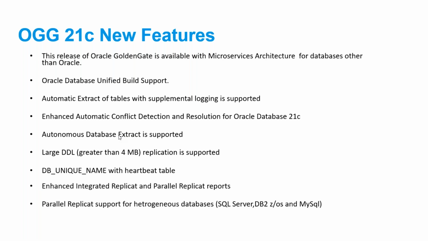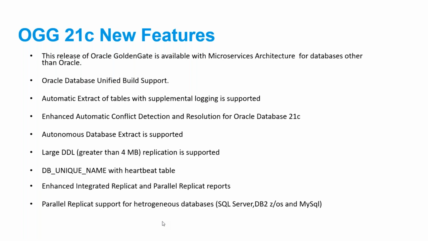Then large DDL replication is supported. Now until 19c, large DDL replication which is greater than 4 MB wasn't supported, but now it is supported. Now DB unique name with heartbeat table is also now there. Then enhanced integrated replicate and parallel replicate report. So there has been enhancement in the report. In dirrpt you get the report file. So you have an enhanced feature in integrated replicate and parallel replicate.